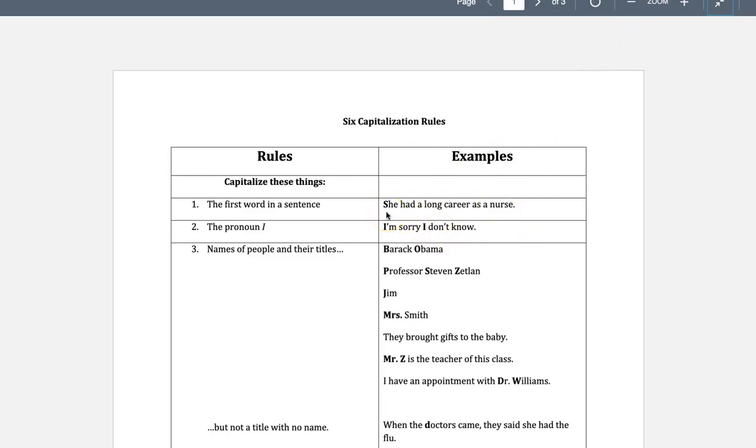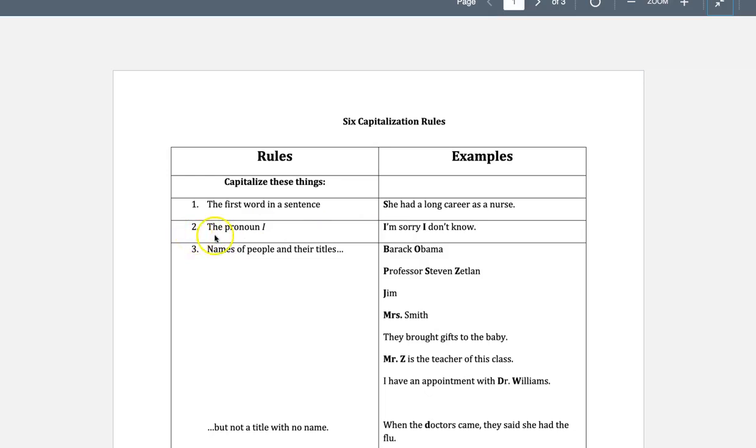What is the capital letter? The capital letter is S because it is the first letter of the first word of the sentence. The first letter of the first word must always be capitalized in a sentence. That means it should always be big.